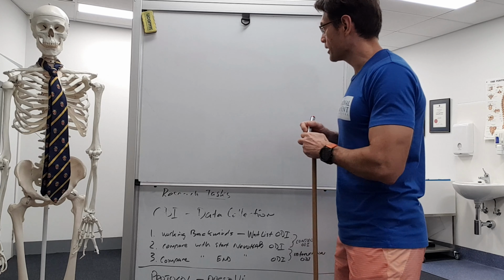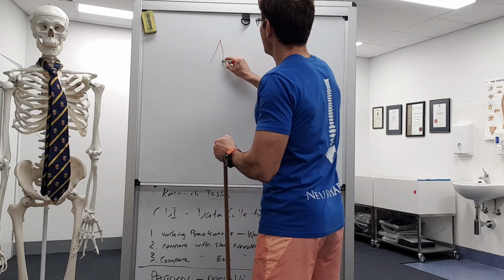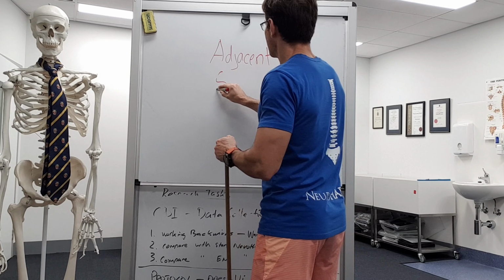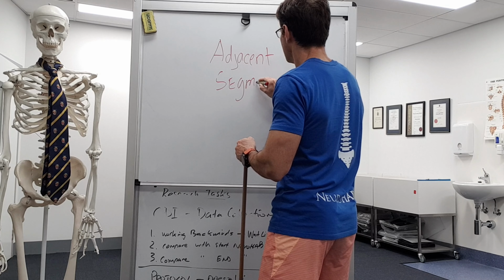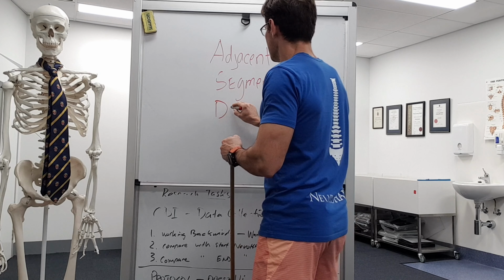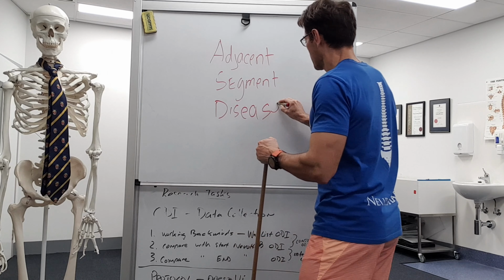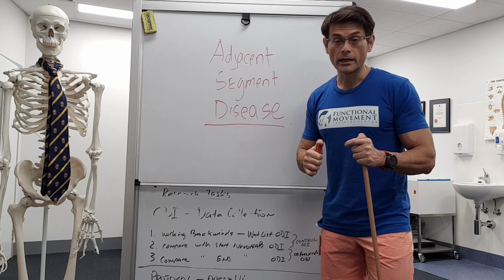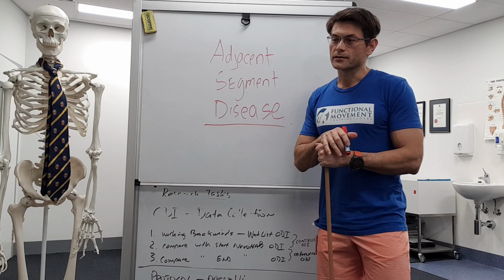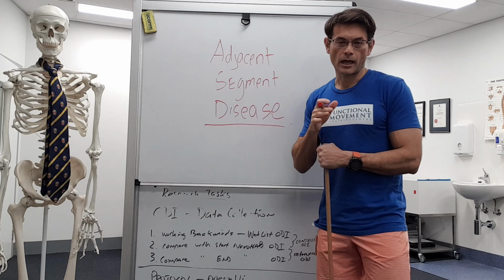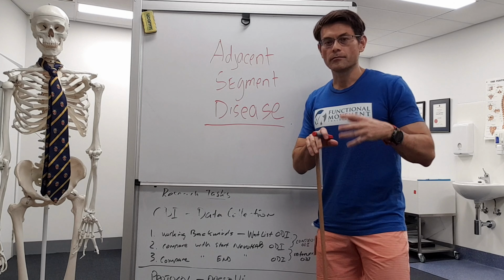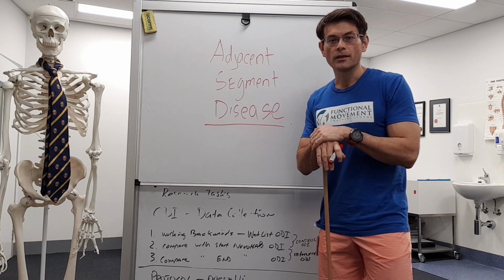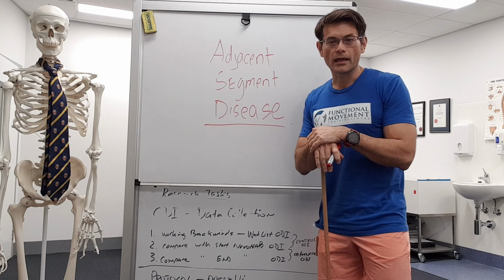What are we going to talk about? We're going to talk about something called adjacent segment disease. It's not really a disease, it's a condition that happens to people when they experience back pain again some period of time after having had a lumbar fusion.